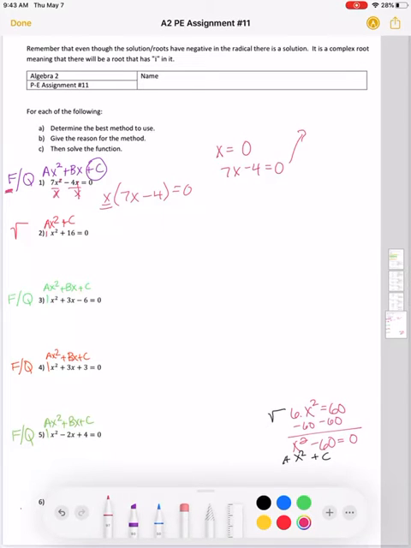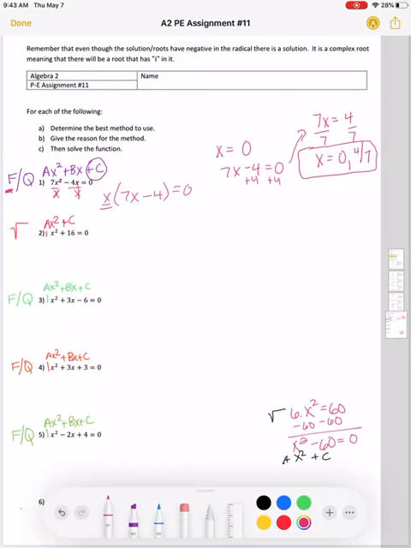And I'm going to keep working sideways so I don't take up any space from my other ones. So I'm going to add 4 to both sides. So 7x equals 4. Divide by 7. X is 0 or 4/7. And that is your answer for number 1.